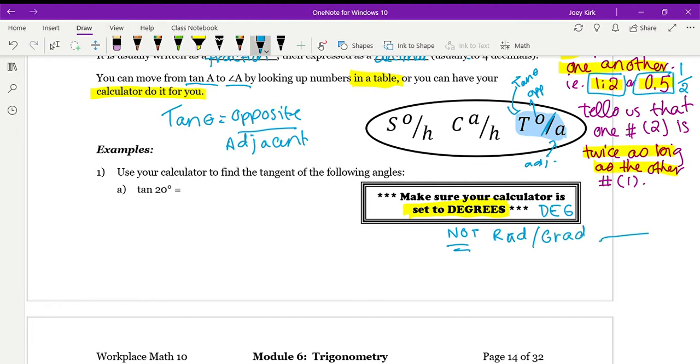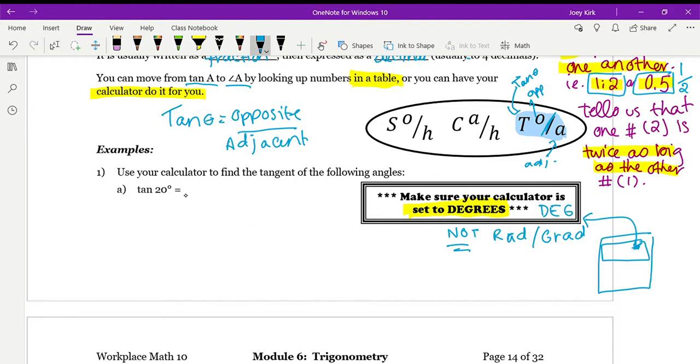On your calculator, you'll usually find it right up in the corner here, and you want it to say DEG, okay? If you have any trouble with that, let me know and I can help you figure that out, because you're always going to get the wrong answer if your calculator is not in degrees.